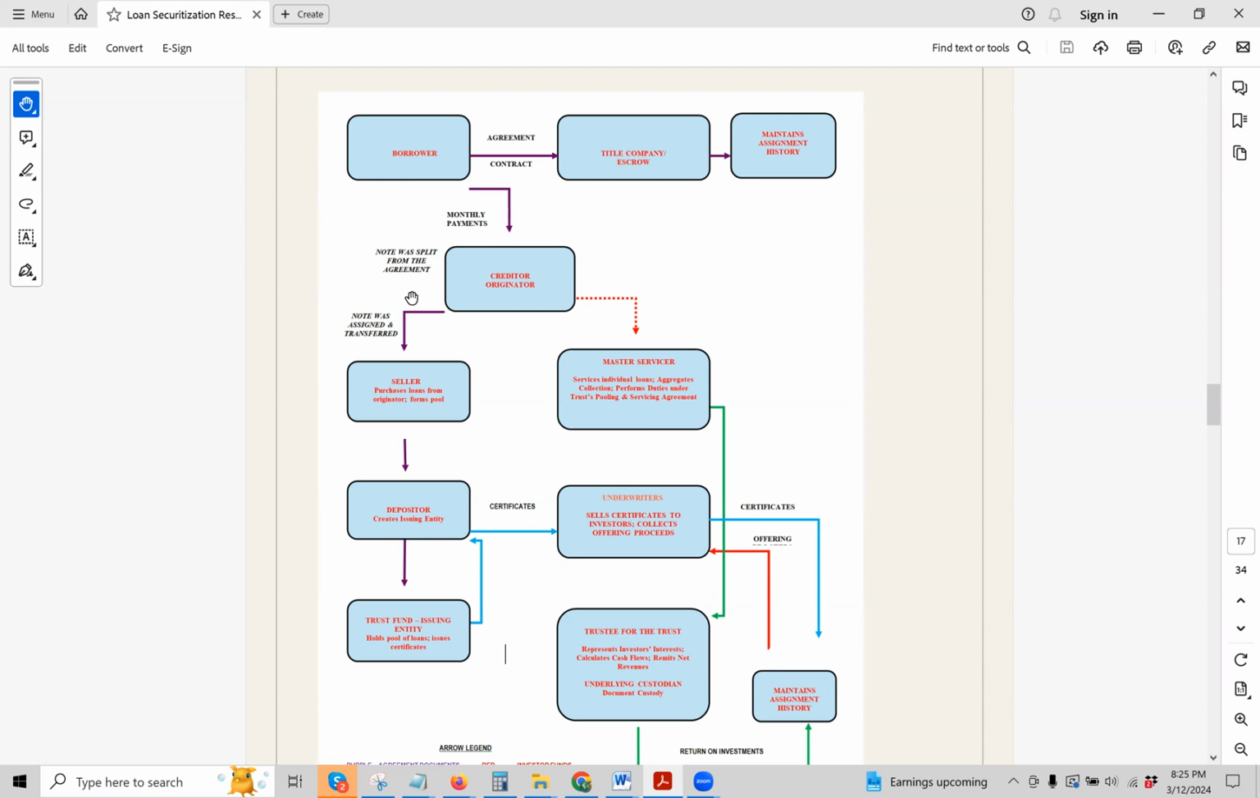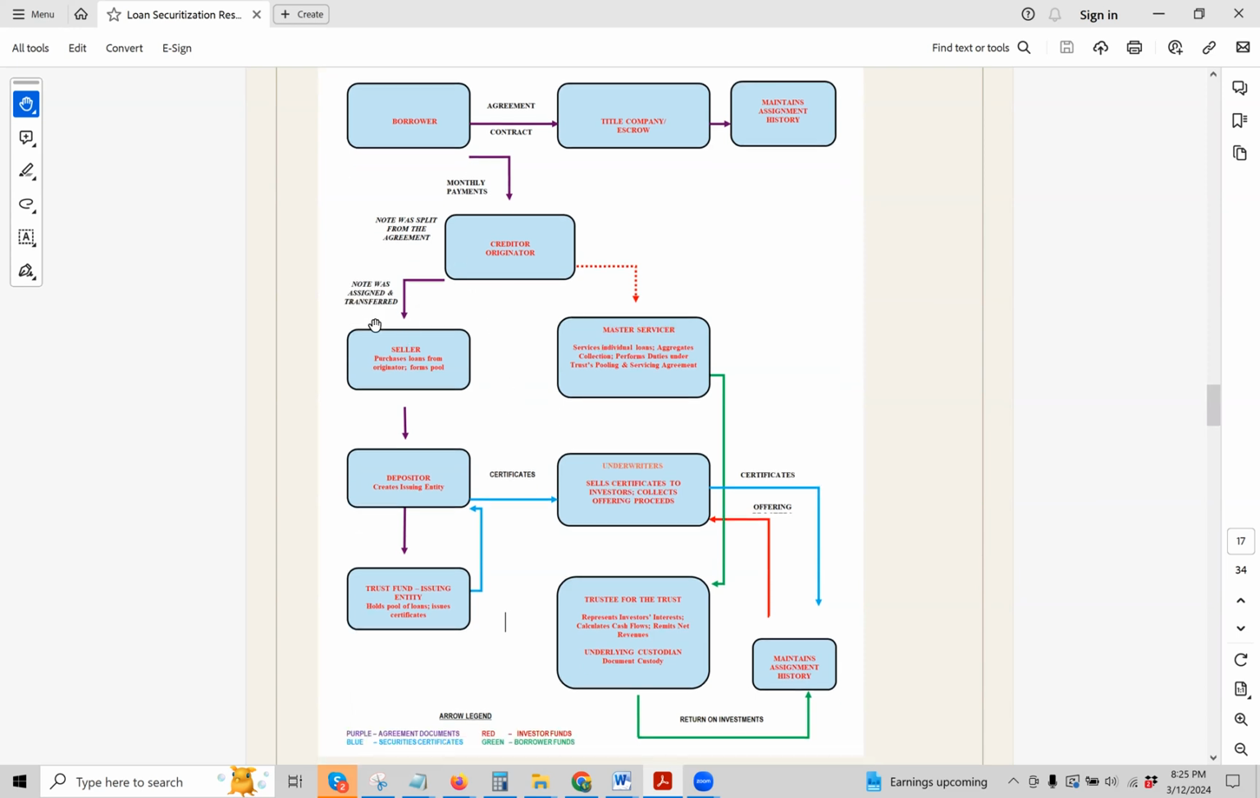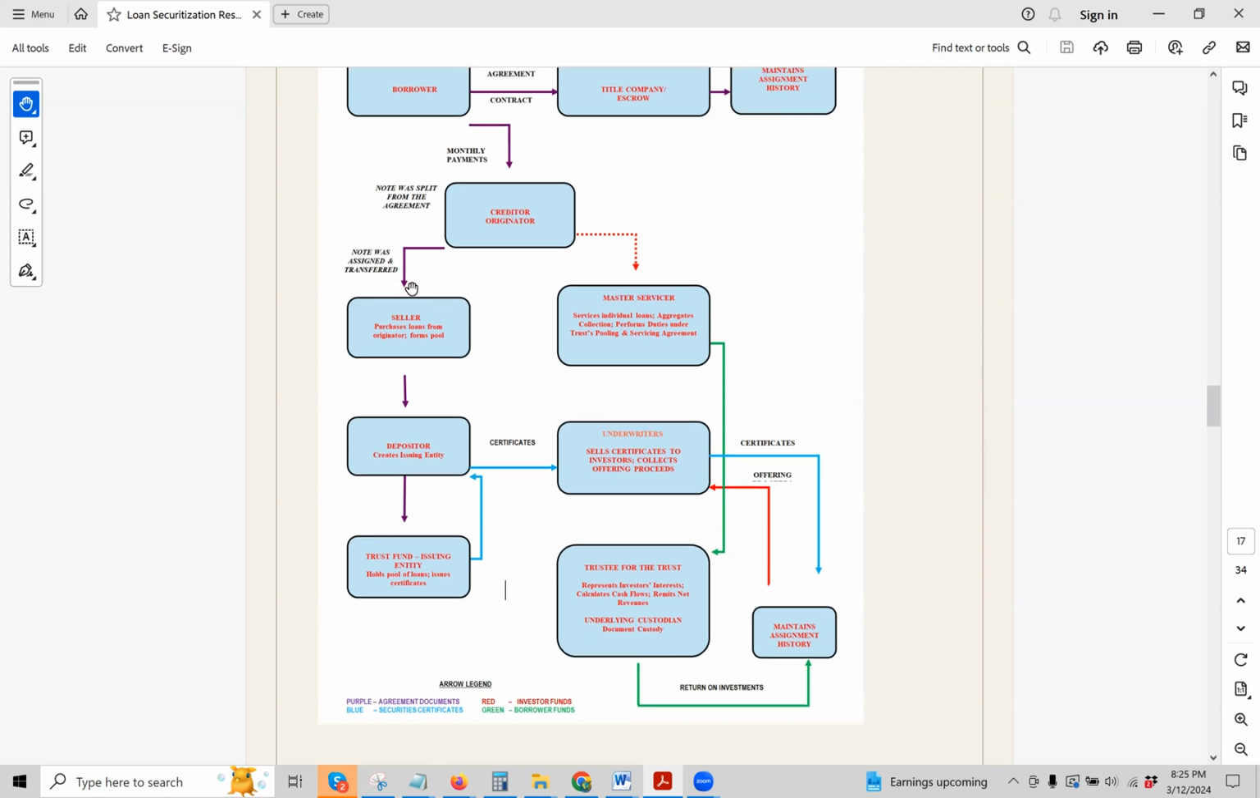That's an important part of the research, right? Seeing what happened with the original note, what happened with the original documentation, where's the debt, where's the note, who owns the note. This is part of the process and the research. And as you see here, it will say note was assigned and transferred to the seller. And you see here again, it purchases loans from the originator, forms a pool. So here's the lender, sells it here, okay?